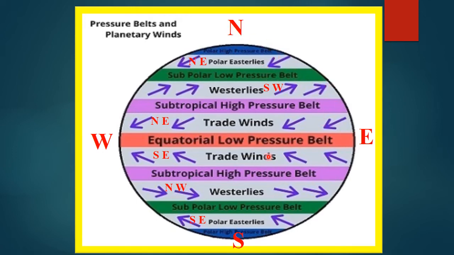So basically, what are the permanent winds we have? We have southeast trade winds and northeast trade winds. We have southwesterlies and northwesterlies. And then we have polar easterlies, both north and south.